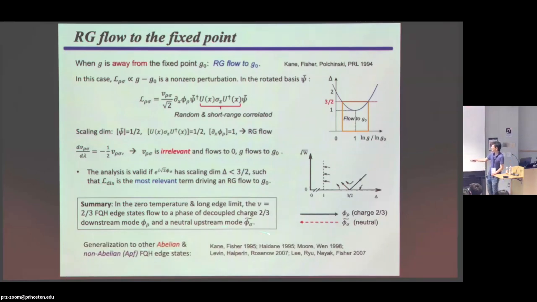And this actually motivates many other studies. There's a generalization of this story to other abelian series and also non-abelian series, fractional quantum Hall states. Basically, the point is you need to have counter-propagating modes on the edge. Then once you have backscatterings between these modes, they can flow to some stable fixed point.